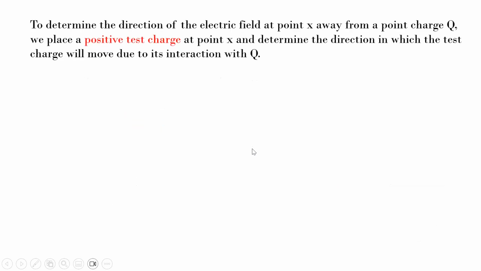To determine the direction of the electric field at point X away from a point charge Q, we place a positive test charge at point X and determine the direction in which the test charge will move due to its interaction with Q. As I've said before, we always use a positive test charge to determine the direction of the field. The direction in which that charge moves is the direction of the field.